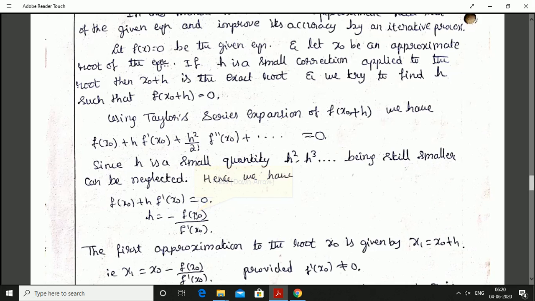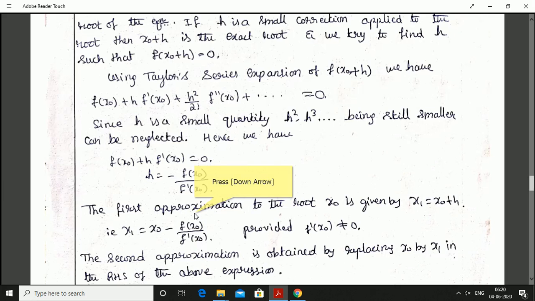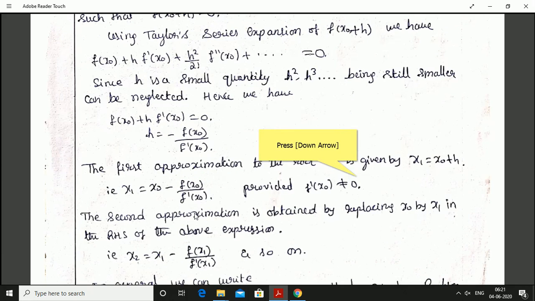Hence, the first approximation to the root is denoted as x1, that is equal to x naught plus h. If I substitute h value, then x1 takes the form x1 is equal to x naught minus f of x naught divided by f dash of x naught, provided f dash of x naught is not equal to 0.